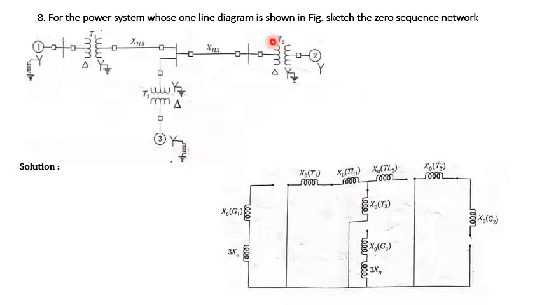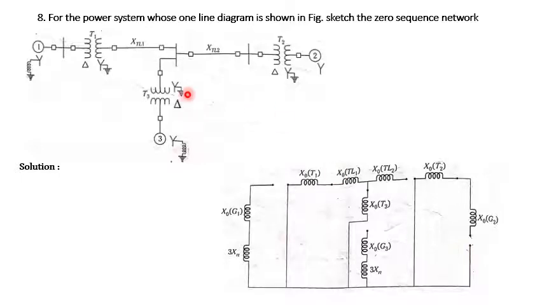Then here, transformer T2, the primary is delta. Primary delta means we need to close this shunt switch, not the series switch. This is the series switch, you are not supposed to close that. We need to operate only the shunt switch because of the delta. The secondary is star, so this series switch we need to close. And the generator G2 is just star, not grounded, so on this side we are not supposed to close the switch. If it is grounded, then only we need to close the series switch.